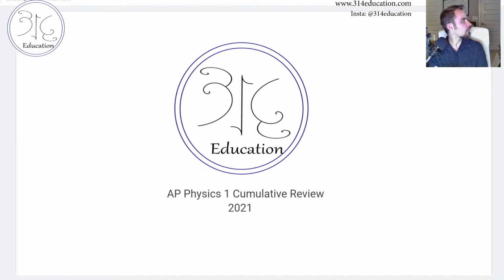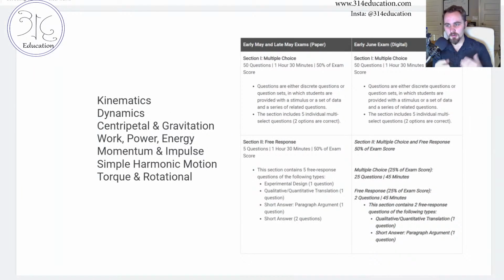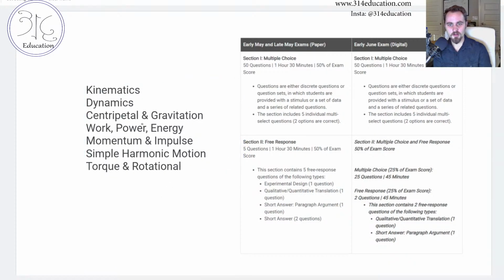With that being said, let's go ahead and get started. We're just going to begin by looking at the exam and generally what we can expect for format. There are 7 topics or units that show up on the exam. We have kinematics, dynamics, centripetal motion and gravitation, work, power, and energy, momentum and impulse, simple harmonic motion, and torque and rotational motion.